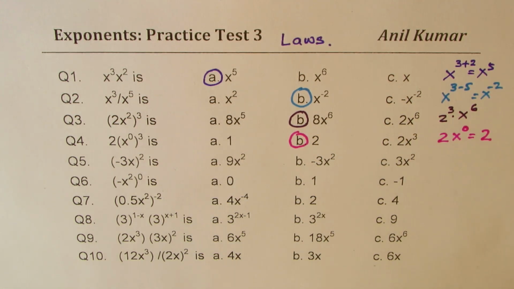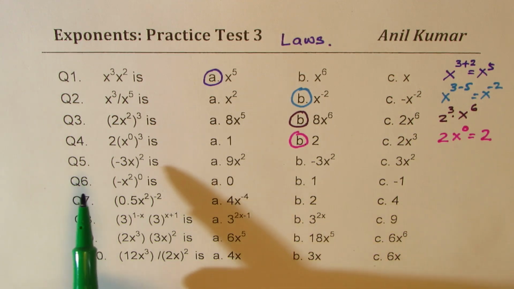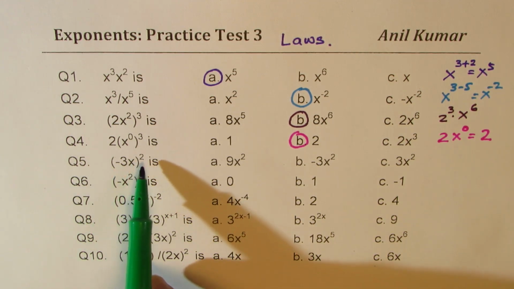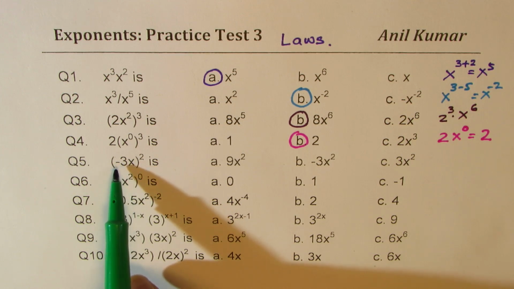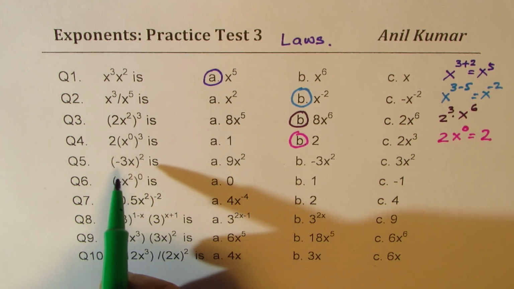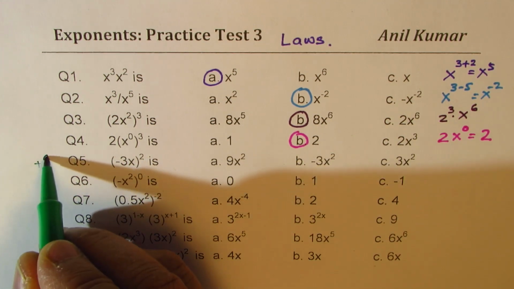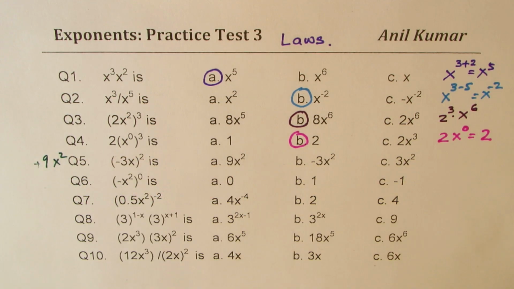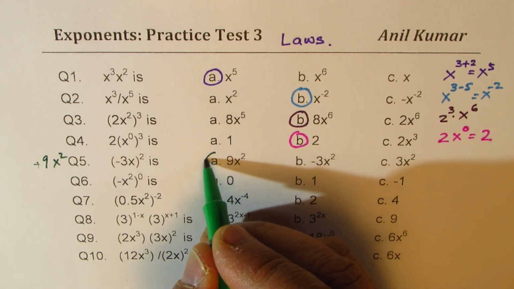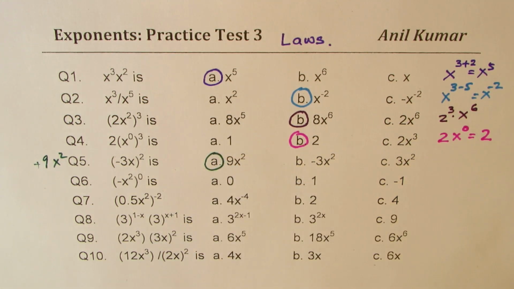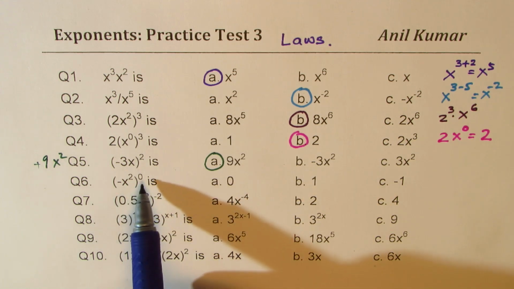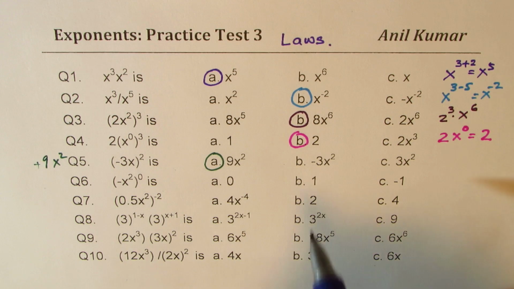Correct? The next one here is question 5. Minus 3x, whole squared. Now this square is applied to every part. Minus is squared, you get positive, right? So when you square negative, it becomes positive. 3 squared, which is 9, and then you get x squared. So 9x squared, which is A, is your answer. How about question number 6? Anything to the power of 0 is 1, and therefore you shouldn't think much on this. Write B as your right option. Correct?